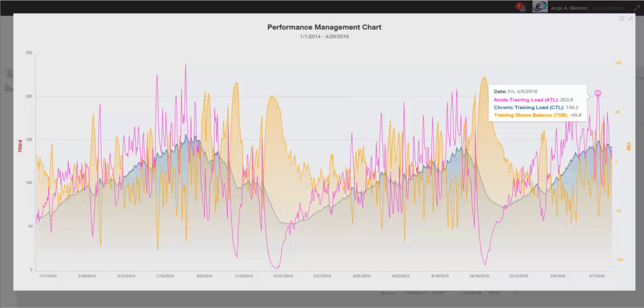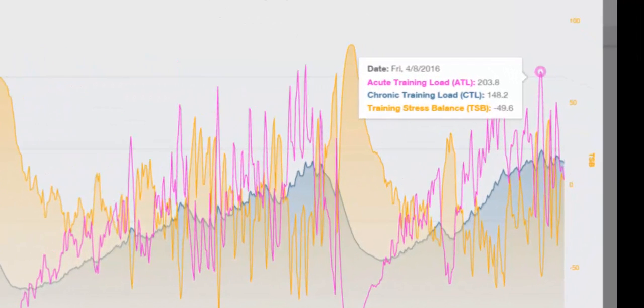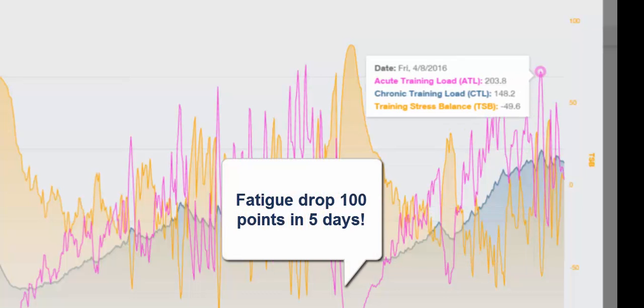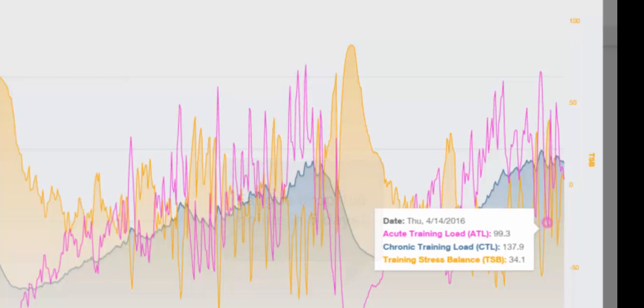Some people recover faster than others, depending on age, gender, fitness level, and different things. But if you do a session, you're going to be proportionally more fatigued after the session, but in a day or two, you're going to be recovering and able to perform better. So here on 4/8/2016, she had a lot of fatigue, and then roughly a week later, that fatigue dropped almost 50, 60, 100 points. As you can see, short-term fatigue increases very rapidly, but decreases very rapidly as well.